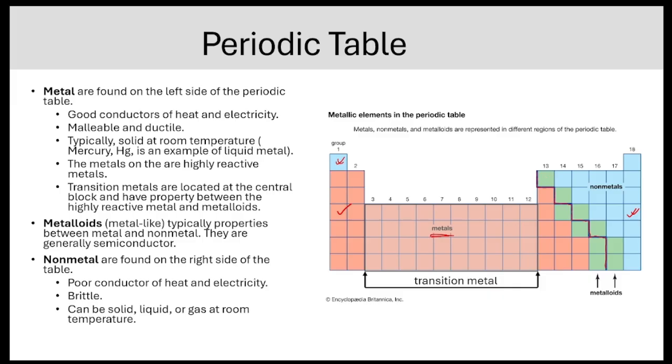And if you see here a dark staircase-looking line, all the elements nearby this line, sometimes also called the metalloid staircase, all the elements in green color nearby these stairs are metalloids, and all the blue colors are non-metals.